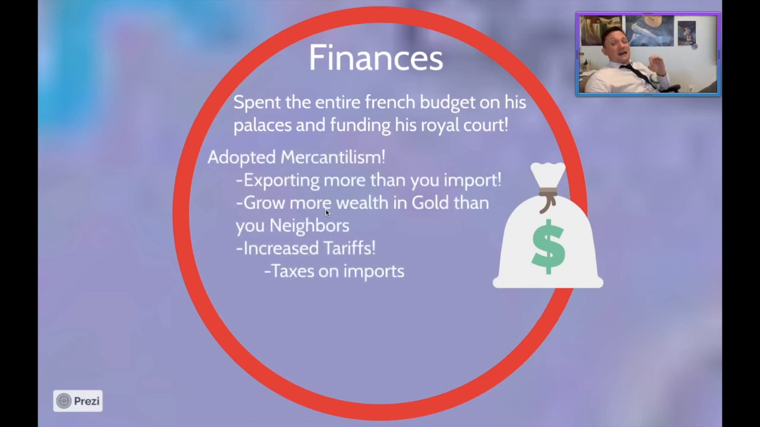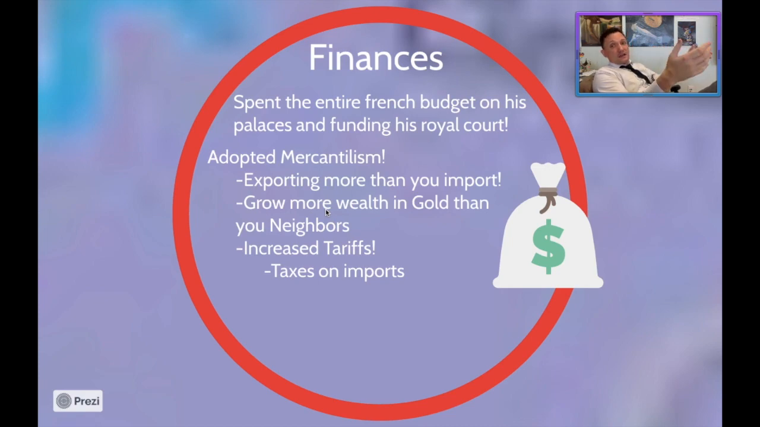Also, he's going to adopt mercantilism, right? Now, mercantilism is very, very important. First of all, it was established by his advisor, Jean-Baptiste Colbert. Now, the big thing about mercantilism is that key concept of exporting more than you import and hoarding as much money as possible inside of your own country.